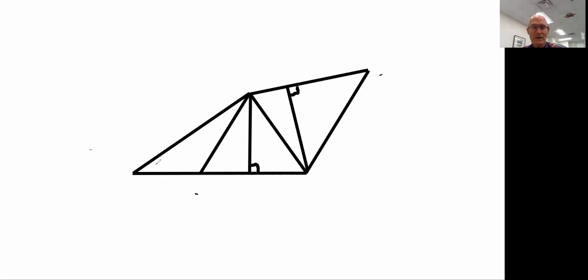Now, this angle here in the corner is 25 degrees. Okay, this is angle 3. 3 is here. 2 is here. This angle down here is 51 degrees.